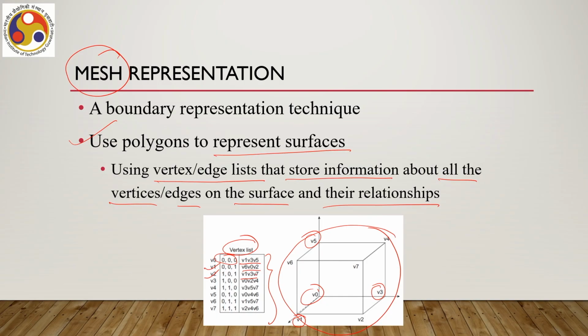So, here what we see is that essentially it refers to a list of vertices and these vertices are related to the bounding surfaces which define the overall object. So, this is a kind of boundary representation. This is known as the mesh representation, because here we are assuming that the bounding surfaces are polygons and polygons are connected together to create a mesh which represents the whole object.